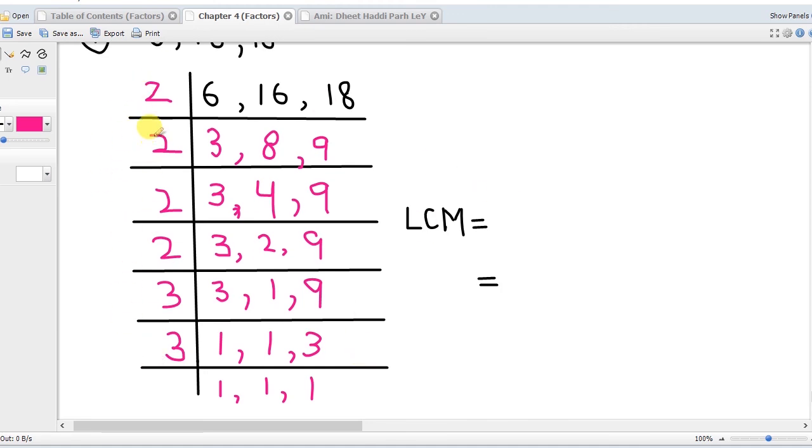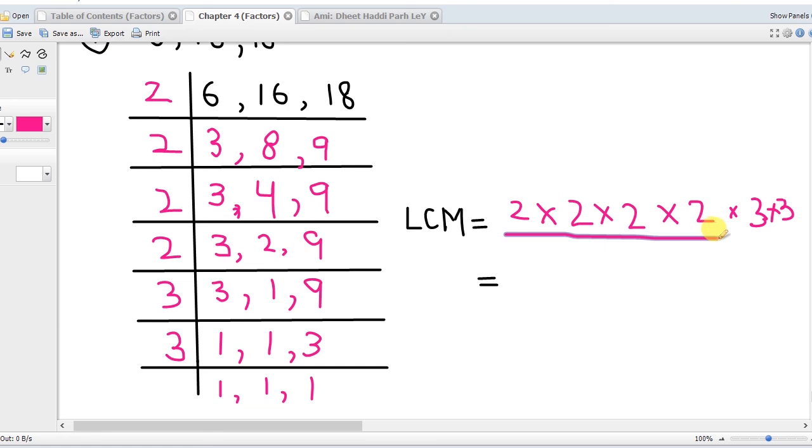Now multiply all these factors, and see, all these factors are prime numbers. So simply multiply them: 2 times 2 times 2 times 2. So there are 4 number of 2's, and there are two 3's, 3 times 3. So now simply multiply them. 2 times 2 is 4, 4 times 2 is 8, 8 times 2 is 16, 3 times 16 is 48, and 48 times 3 is 144.